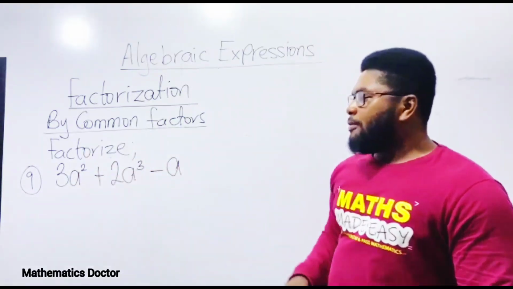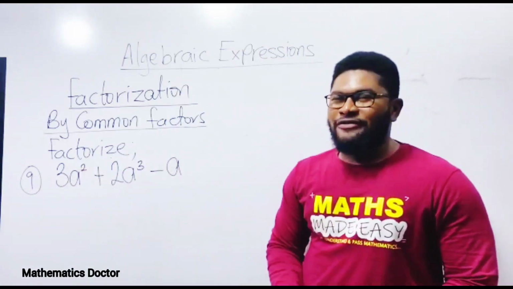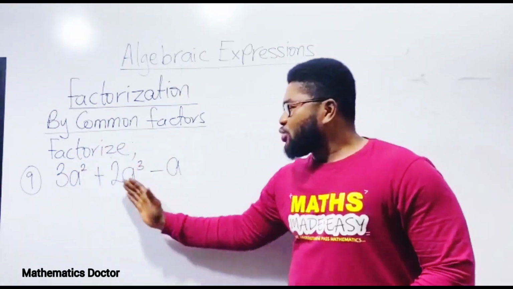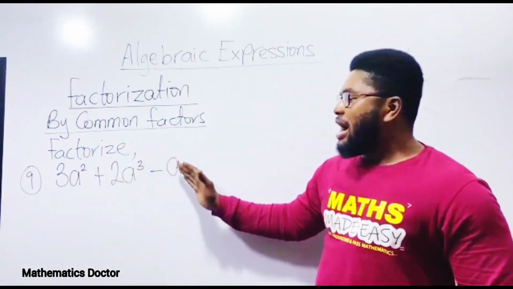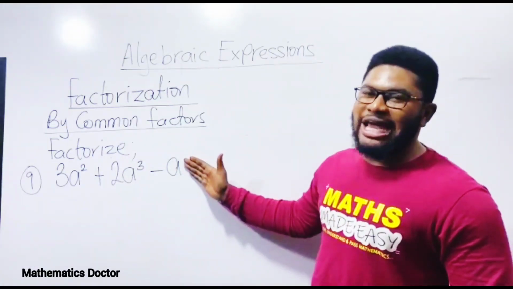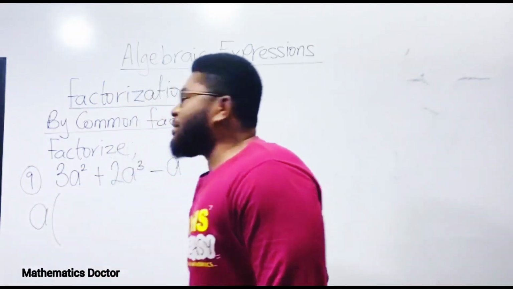If you check all the terms here, the numbers or the coefficients do not have a common factor. The only common factor will be 1. But look at the variables. We have a squared, a cubed, and minus a. We can get the one with the least power, which is the a. So we bring the a out, which becomes a out of the bracket.